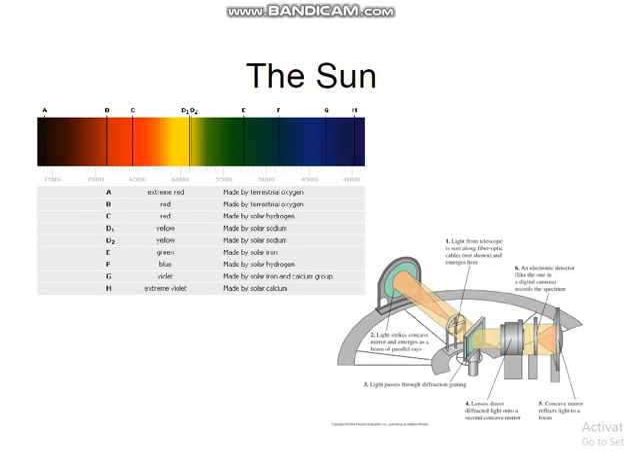This is the sun's spectrum, marked A, B, C, D, E, D1, D2, E, F, G, H, from extreme red to extreme violet, that is the visible range from this side. You can see the lines made by terrestrial oxygen, hydrogen, sodium, solar iron, solar hydrogen, and solar calcium.